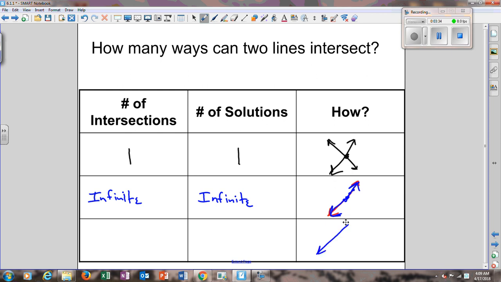The other one is two parallel lines. Now these are going to run side by side forever and ever. If they're running side by side, how often do they intersect? Well, those are never going to intersect. So they're never going to have any solutions. Zero or no solution.